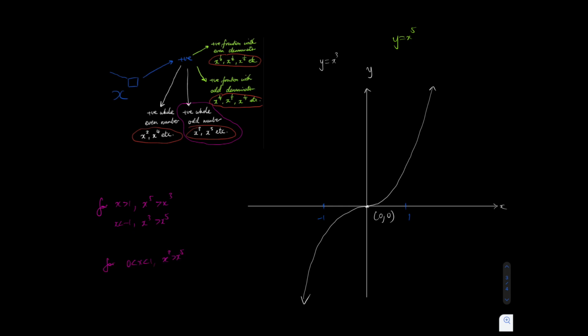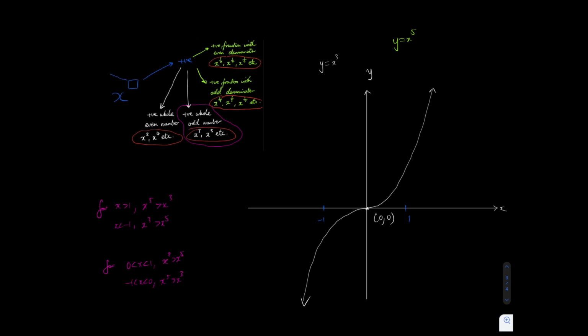For x between 0 and 1, x to the power of 3 is greater than x to the power of 5. So whenever you have a positive fraction or decimal between 0 and 1, the more you multiply it, the smaller it becomes. And once again, for x between negative 1 and 0, the scenario is flipped because now we're starting off with negative numbers and we're ending up with negative results. And so x to the power of 5 is greater than x to the power of 3 in that interval.